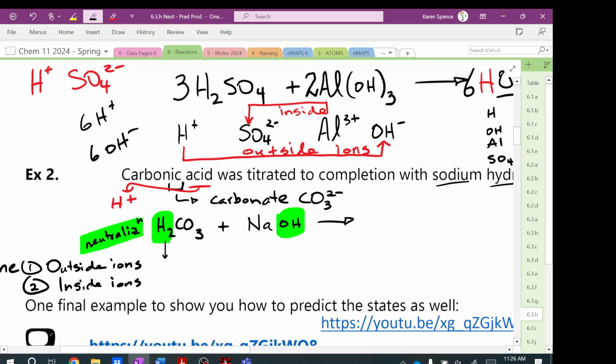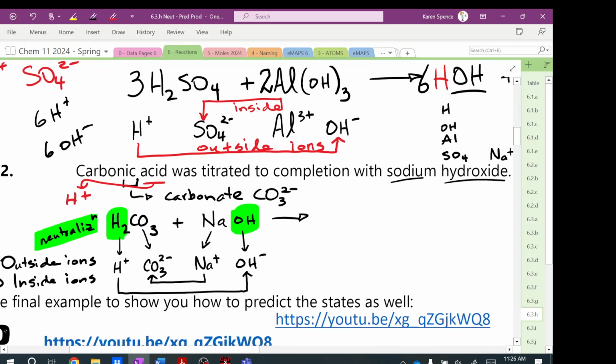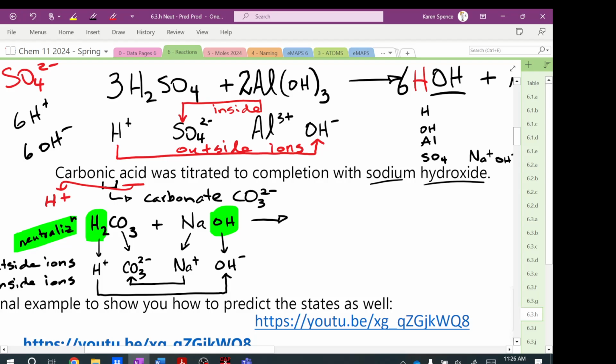H2CO3, who are the ions? H. And CO3, what's the charge of CO3? 2 minus. What is the ion here? Na plus. And how about here? OH minus. So we are going to combine H with OH, and then we're going to go backwards, combine the Na plus with the CO3 2 minus. What do you get as your products?